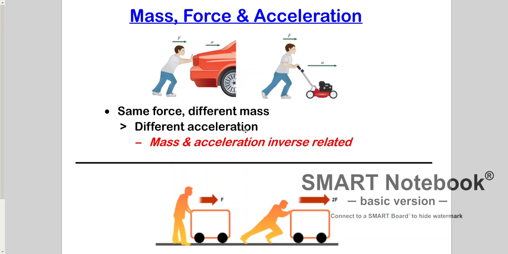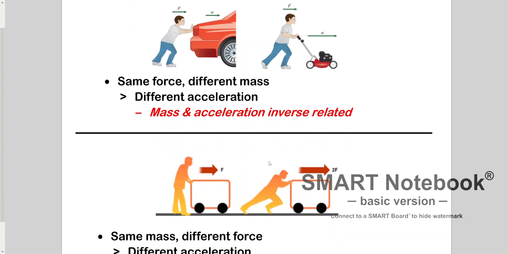And if we stop and think about it, what we see is that as mass increases, acceleration decreases. So the greater the mass, the less acceleration. Less mass, more acceleration, assuming force is held constant. So that tells us that there's an inverse relationship between mass and acceleration.